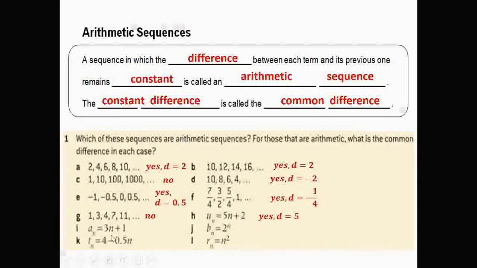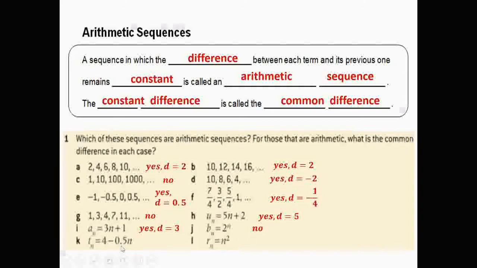Okay, next one. Well, by the same logic, yes, it is, because this is clearly a linear rule with a slope of 3, and that slope is our common difference right here. Next one. Well, no. Again, you could have substituted a value of 1, 2, 3, 4 in here to see what you get, and then you would see it's not arithmetic. But again, this is not linear, so therefore not an arithmetic sequence.